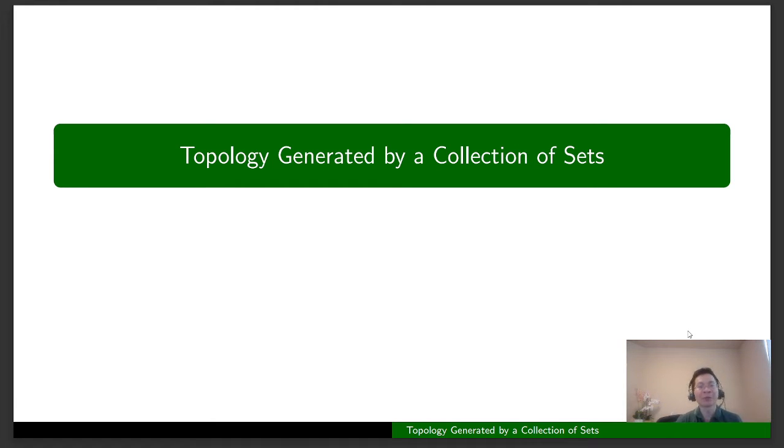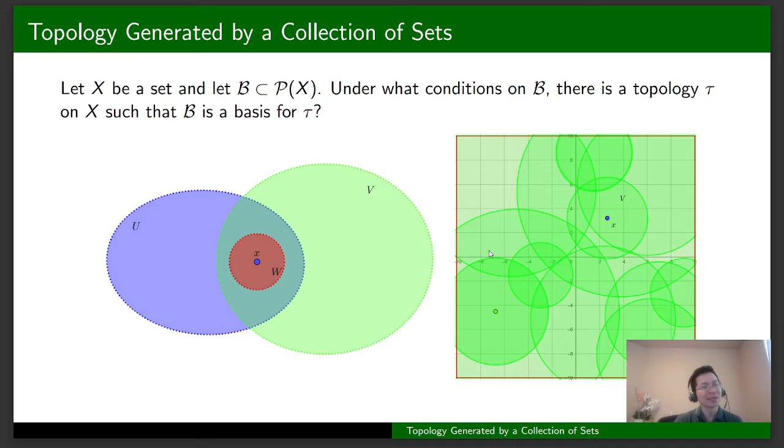In this video, I'm going to talk about topology generated by a collection of sets. Let's get started. We consider a set X and a collection B of subsets of X. At this point, we have not considered any topology on X. So our question is, under what conditions on B is there a topology tau on X such that B is a basis for the topology tau?